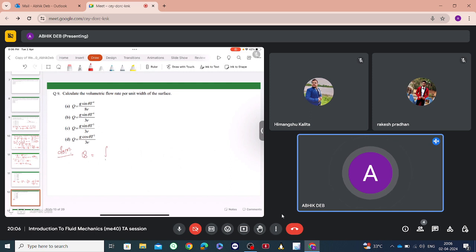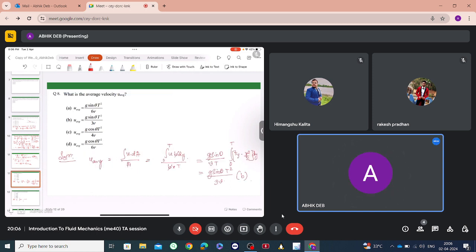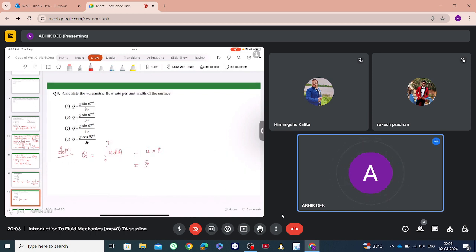And for the discharge, the volumetric flow rate, Q is just the integration from 0 to t of u dA. So this is just u average into area. And what is u average? We have got g sine theta t square by 3 nu, into what is the area? Area is b into t. So per unit width, b is equal to 1. So it comes out as g sine theta into t cube by 3 nu, which is option number C.